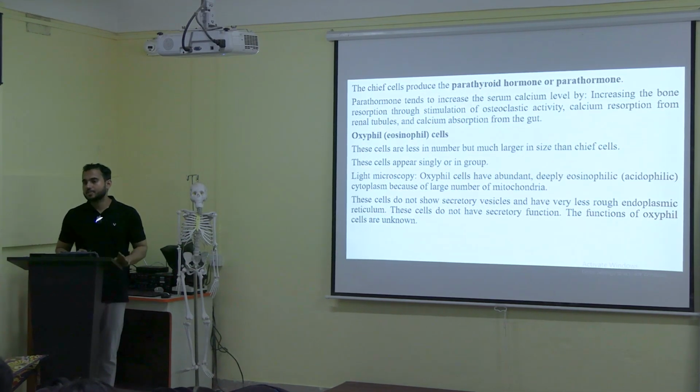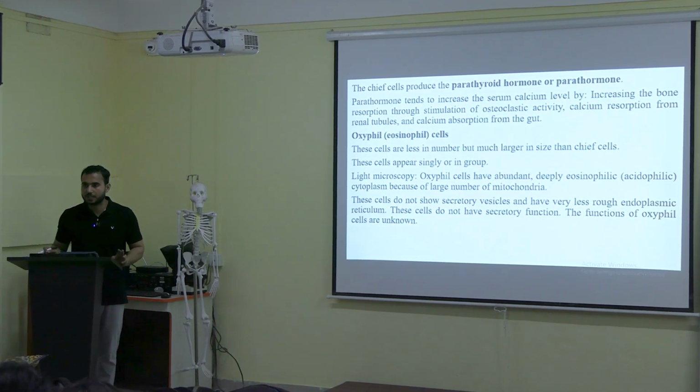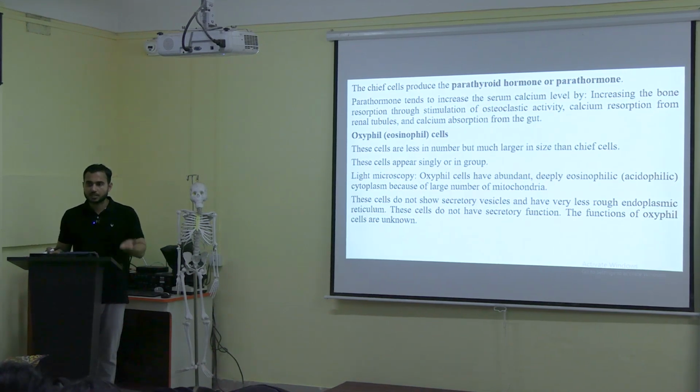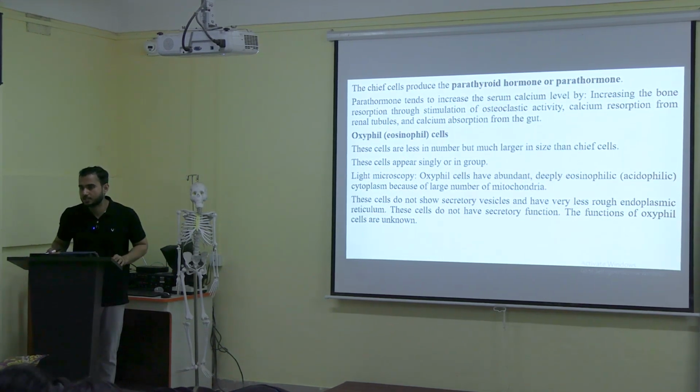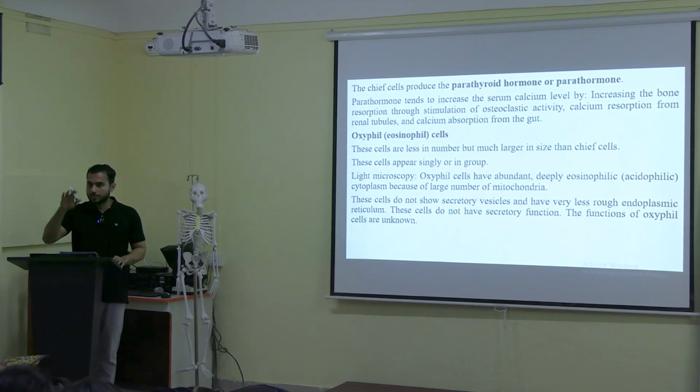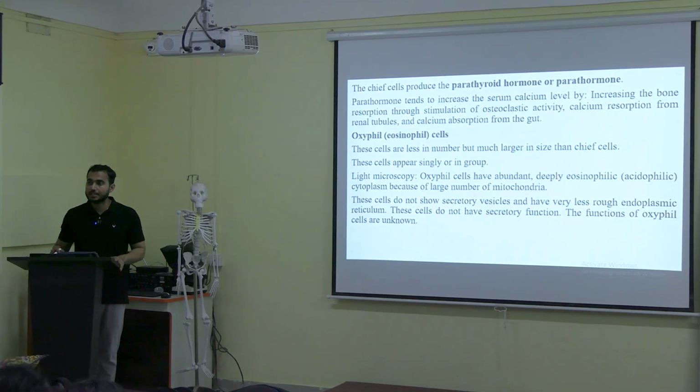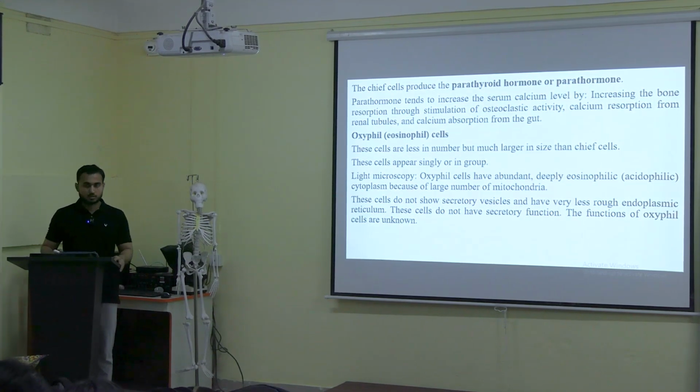Now, the hormone secreted by the chief cells is called PTH or parathyroid hormone, also called parathormone. What is its function? It will increase the blood calcium level. Calcitonin will decrease, this will increase. Like this, the balance is maintained. Now the question is how it will increase the blood calcium level. Yes, there is some mechanism.